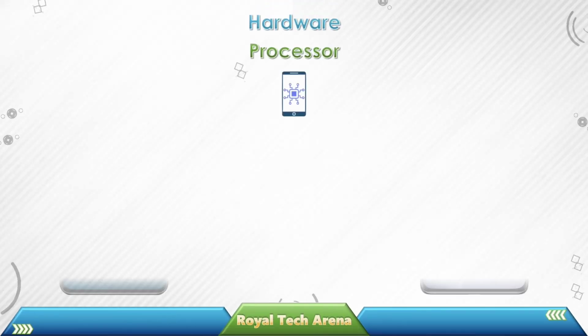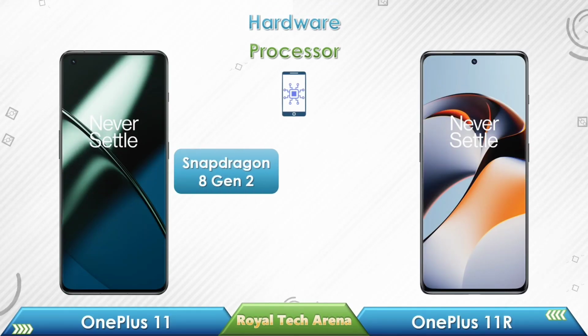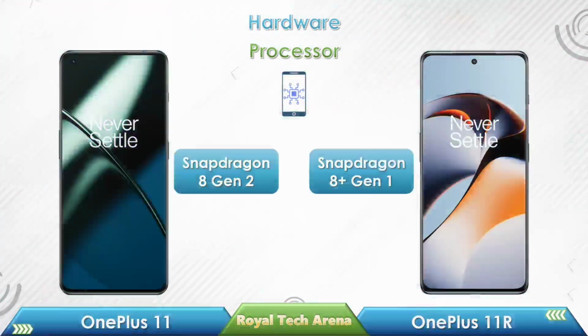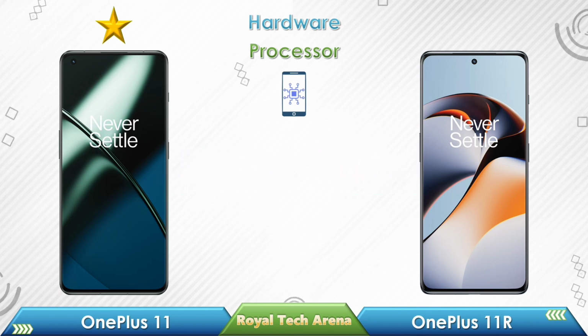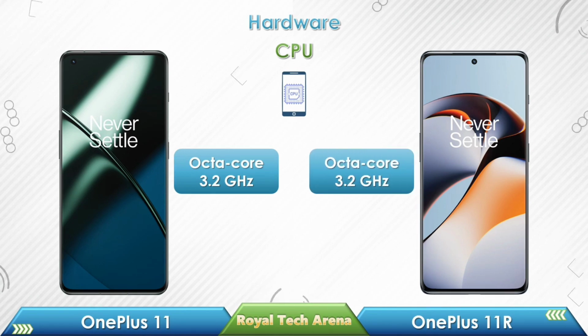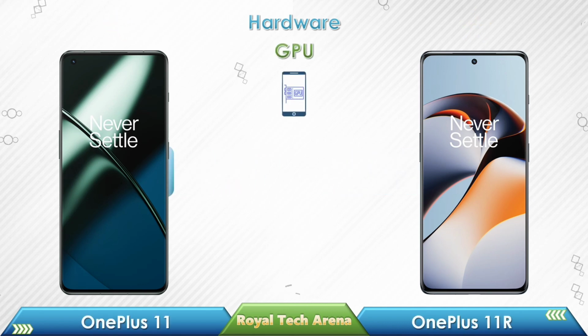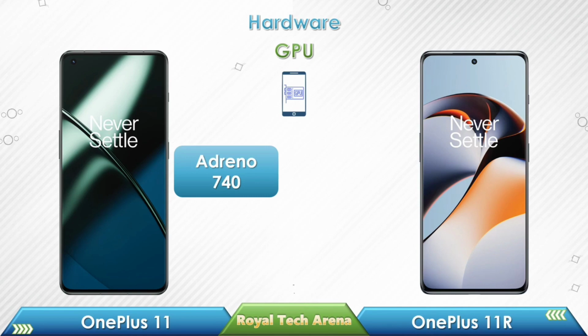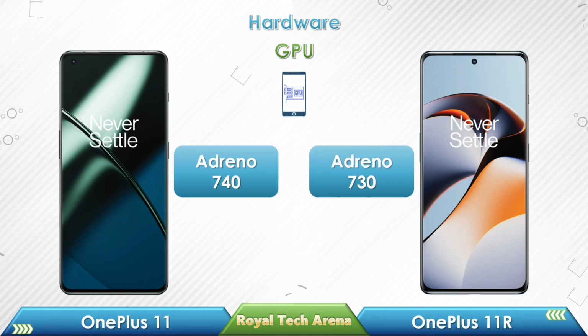Now let's do the hardware comparison. Looking at the processor, OnePlus 11 is powered by a Snapdragon 8 Gen 2 chipset, while the OnePlus 11R is powered by a Snapdragon 8 Plus Gen 1 chipset. In a CPU comparison, OnePlus 11 supports up to octa-core 3.2 GHz clock speed, and the OnePlus 11R also supports up to octa-core 3.2 GHz clock speed. In the GPU comparison, OnePlus 11 comes with Adreno 740, while the OnePlus 11R comes with Adreno 730.